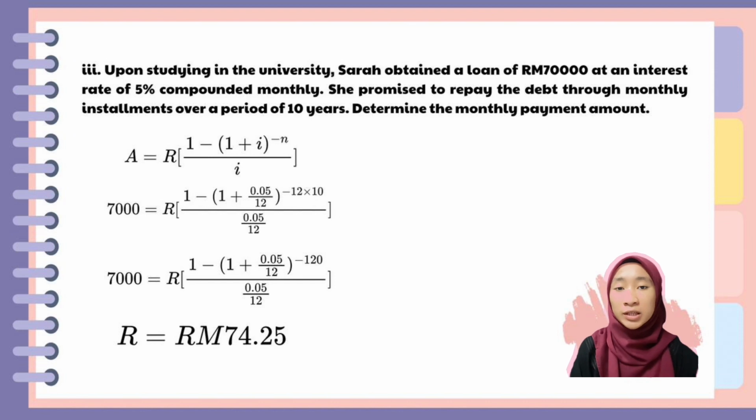Whenever you see the keywords loan and promise to repay in the question, you must use the formula of capital A, which is to find the present value. From the question, we already know the value of capital A is RM7,000 because it says that Sarah obtained the loan. The value of the interest rate is 5%. Also, we know that the value of M is 12 because it is compounded monthly, and the 10 years is the value for T. So, what do we actually need to find? We need to find the monthly payment amount, which is R. We can just insert the values that we found just now. After we calculate and substitute the values, we will get the answer of the monthly payment amount, which is RM74.25.